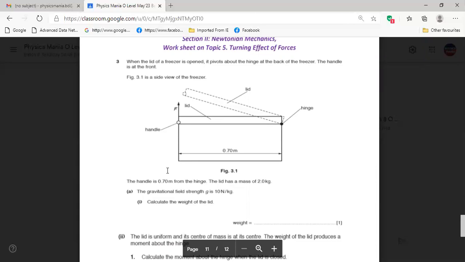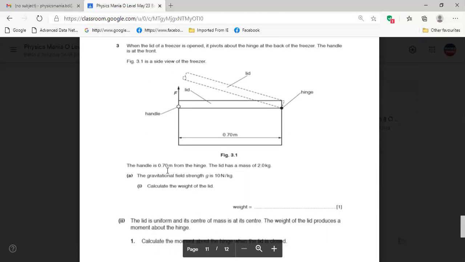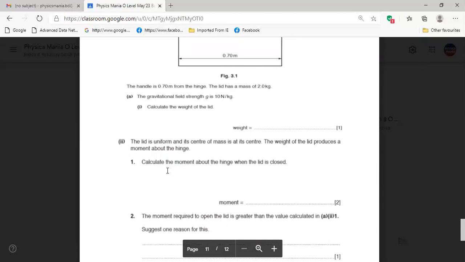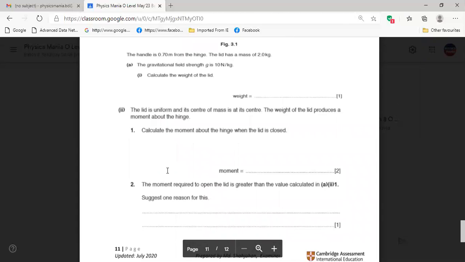It's easy, 20 newtons. Sorry, 20 newtons. Okay, 20 Newton is correct. Then next, number 2. The lid is uniform and its center of mass is at its center. The weight of the lid produces a moment about the hinge. Number 1. Calculate the moment about the hinge when the lid is closed.